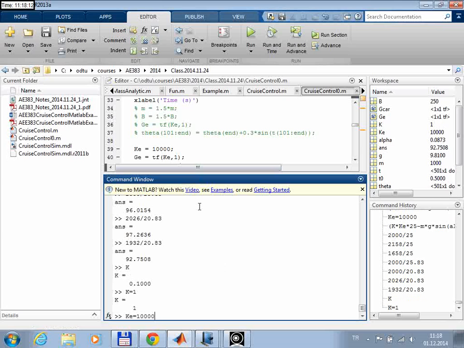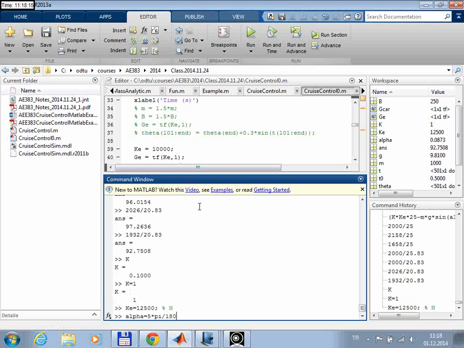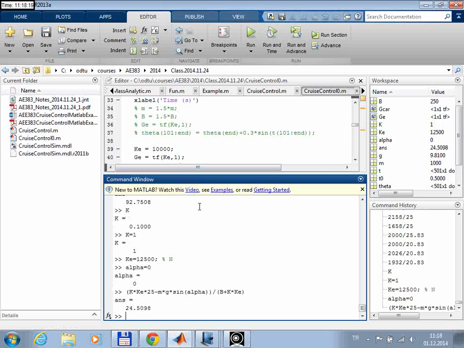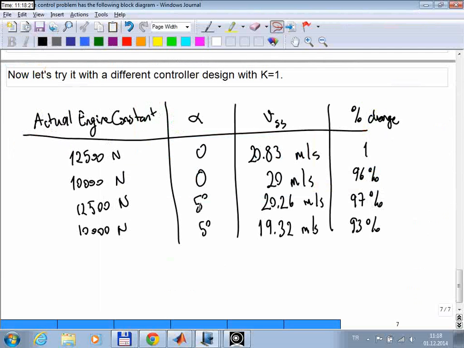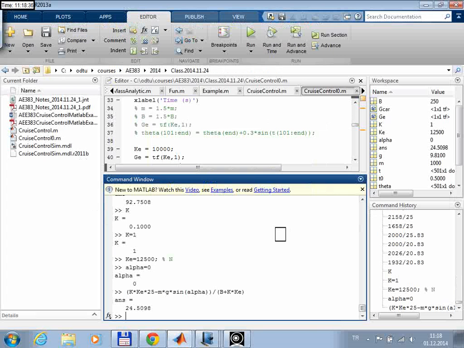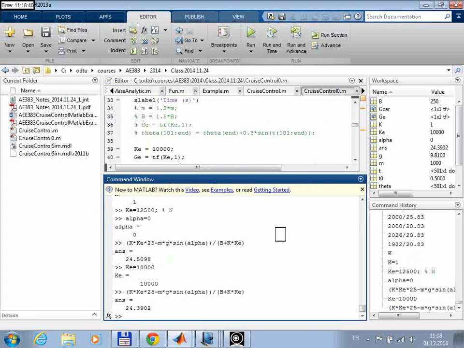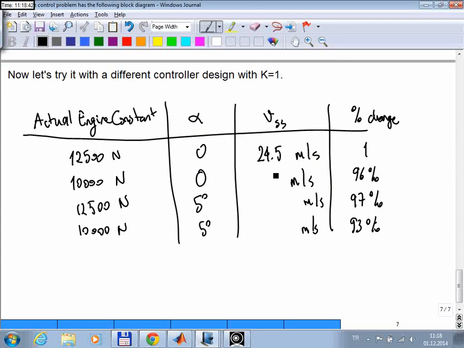Okay, so let me go back to the ideal case. It's 24.5. See, this time it is much closer to our target speed. So let's calculate these other numbers as well. So if KE is equal to 10,000, 24.39.